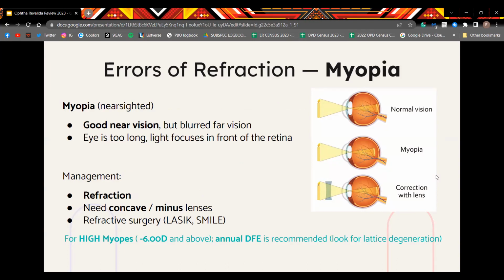But refractive surgery again is elective lang siya. So this is LASIK or yung SMILE. And caveat lang, no, for high myopes, those with greater than 600 yung grado, annual DFE is recommended. So, dilated fundus examination. Kasi kapag masyadong mahaba yung eyeball, in the case of high myopes, pwede siyang magkaroon ng areas of thinning or yung tinatawag namin na lattice degeneration. And this is usually kailangan niya ng laser, no?